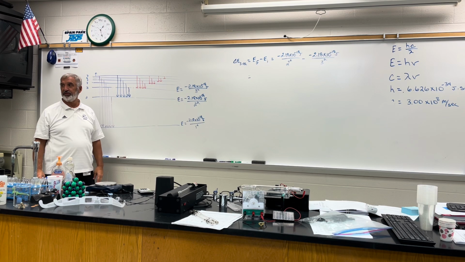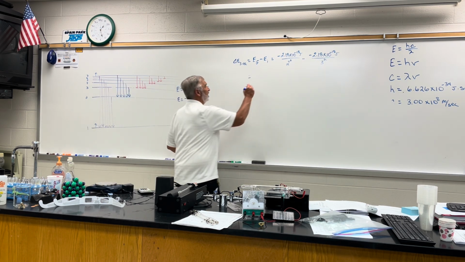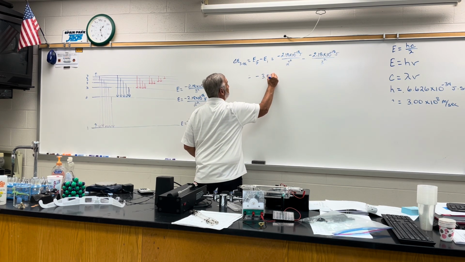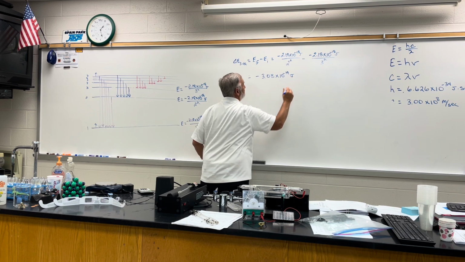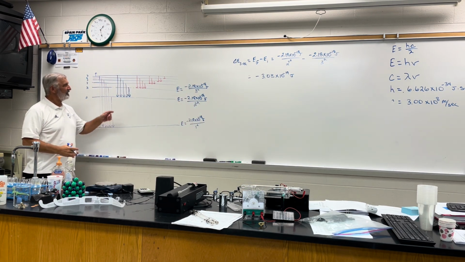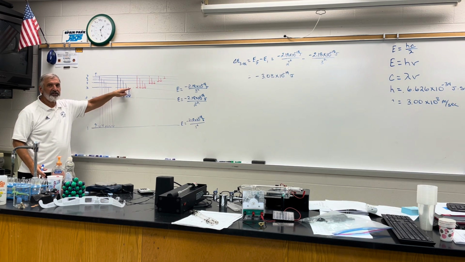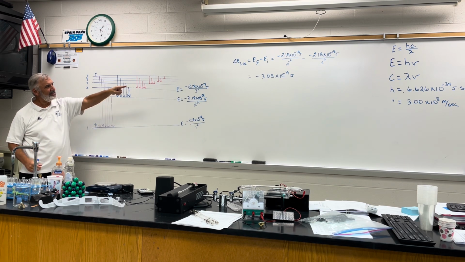Do I have 2 people agree on a number? I got negative 3.03 times 10 to the minus 19th? Yeah. Negative 3.03 times 10 to the minus 19 joules. So what does that mean? Bohr found that when the electron goes from the third down to the second energy level, it's going to release a photon that has that much energy in it.